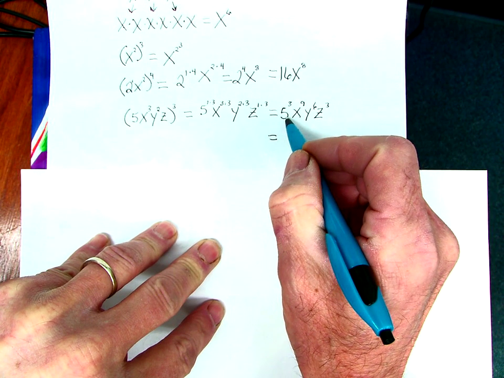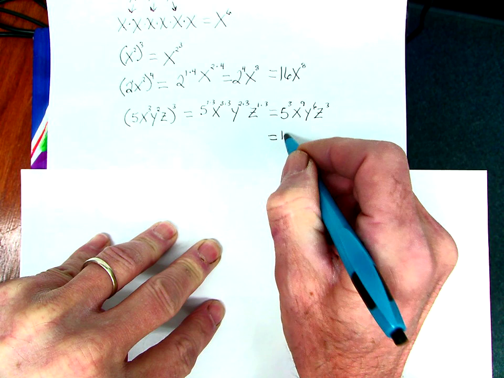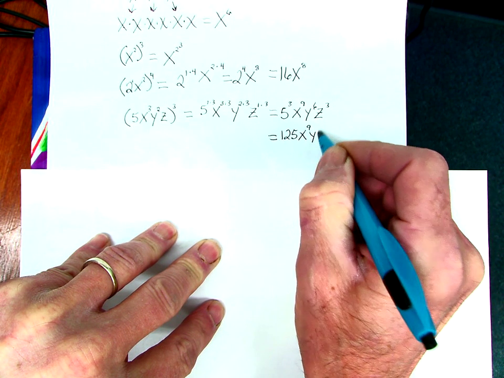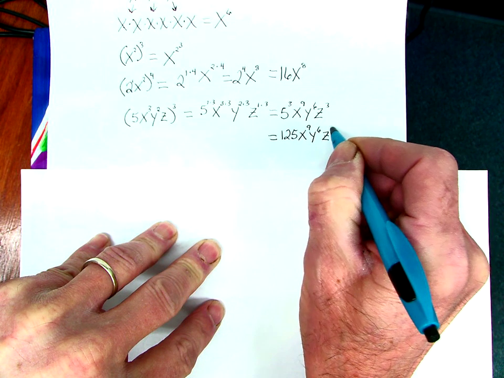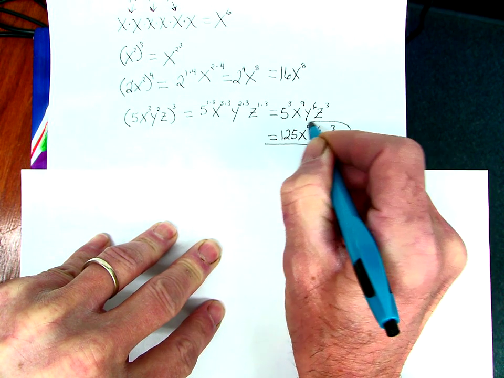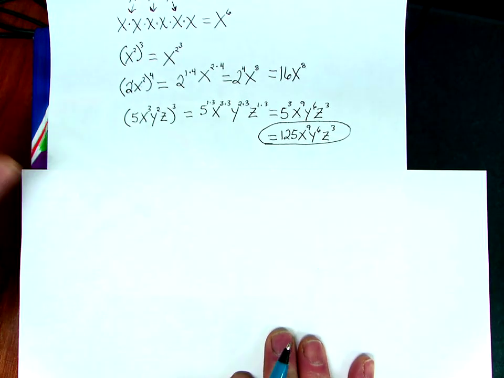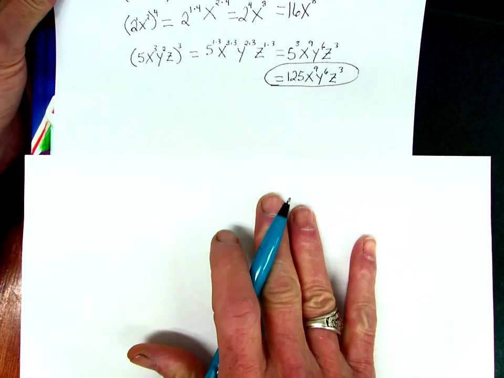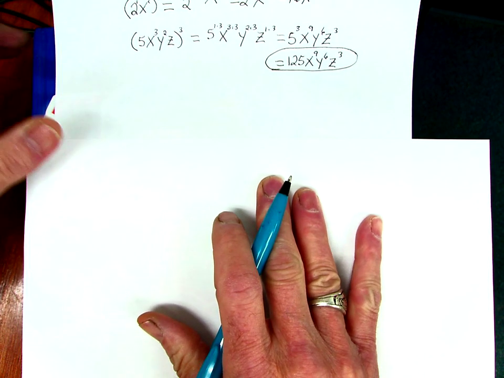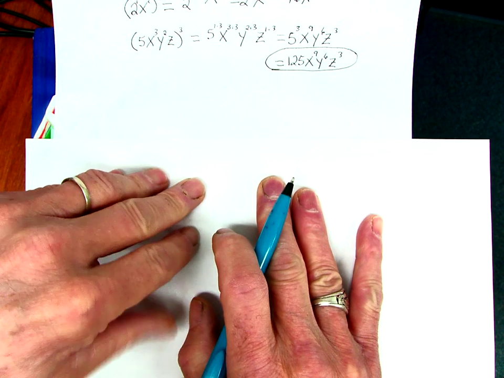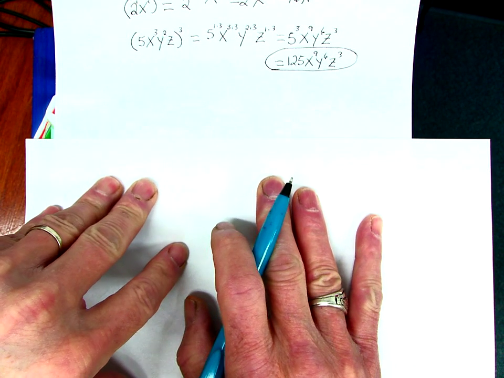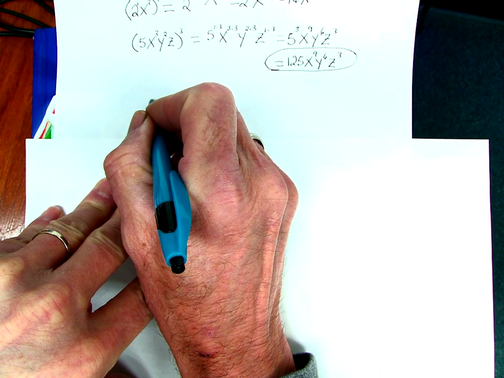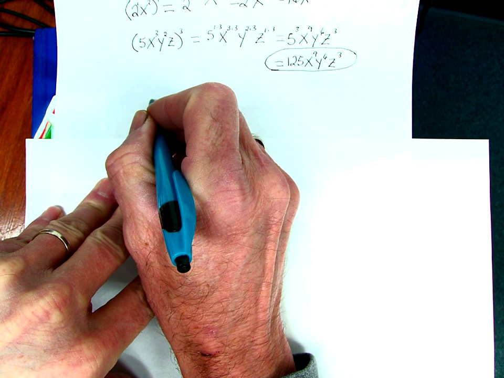5 times 5 is 25, times 5 is 125. X to the 9th, y to the 6th, z to the 3rd. How can it get any more difficult, you might ask? Well, it's not really a difficult process to do. It can get more involved, though, when you start putting coefficients on the outside of the parentheses, such as this.